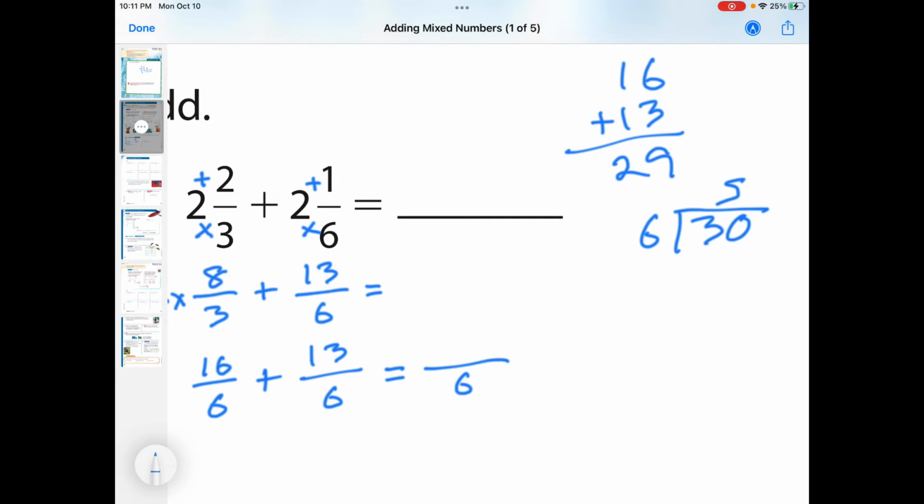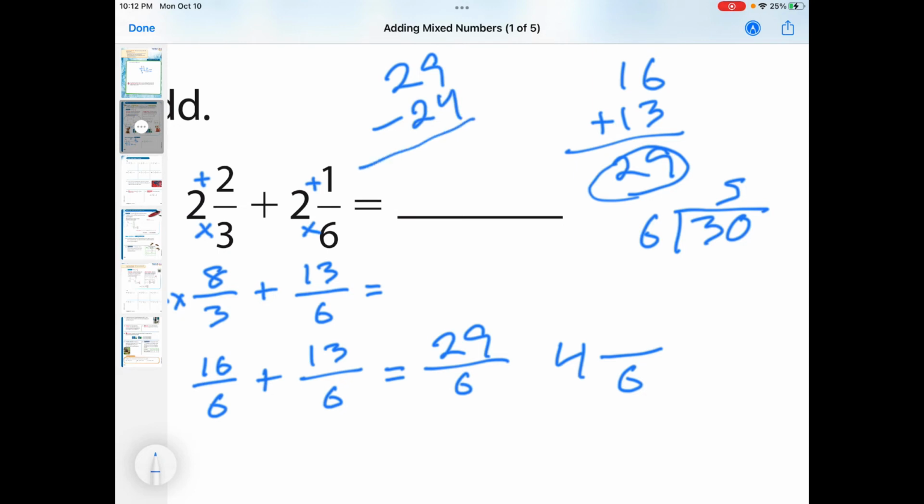But this is a 29 that we're dealing with, right? And so we're going to have to go one number down. Here we have 29 over 6, and 6 goes into 29 4 times. So we're going to put our 4 right there, okay? We're going to keep our denominator, and we know that 4 times 6 is 24, and 29 minus 24 is going to be 5. And so our answer is 4 5/6, okay?